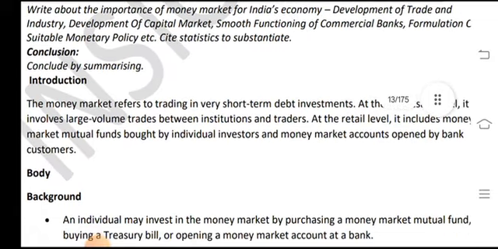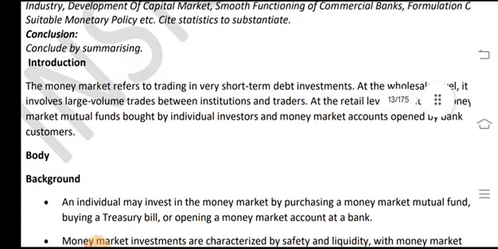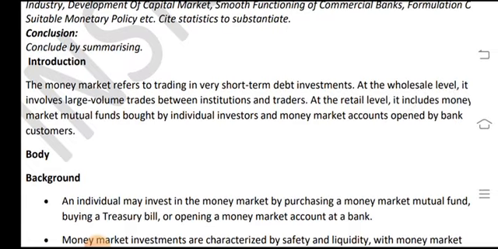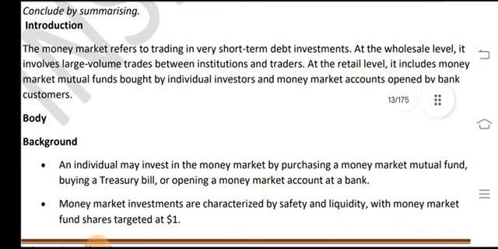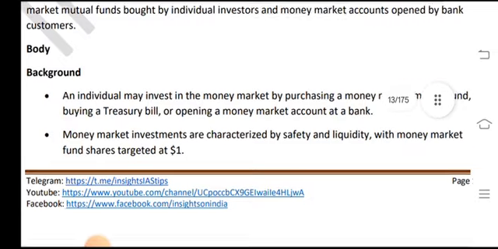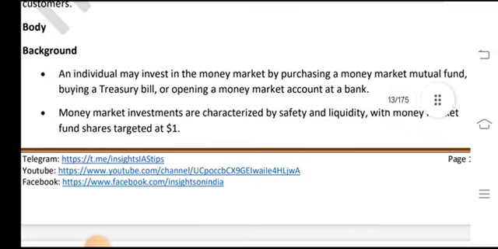Substantial conclusion and summarizing introduction. The money market refers to the trading in very short-term debt investment at the wholesale level. It involves large volumes and trades between institutions and traders. At the retail level, it includes money market mutual funds bought by individual investors and money market accounts opened by bank customers.